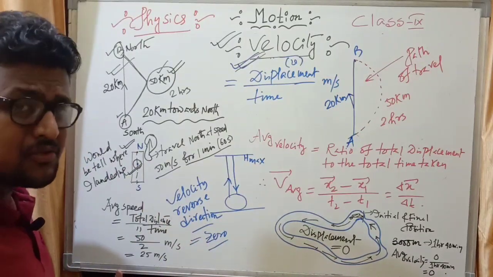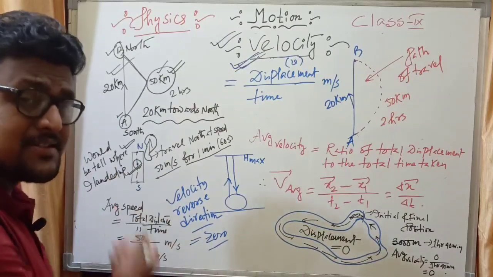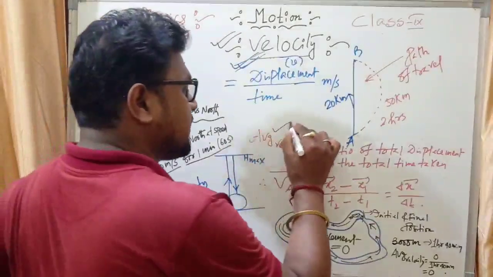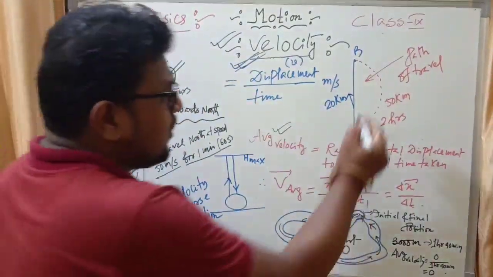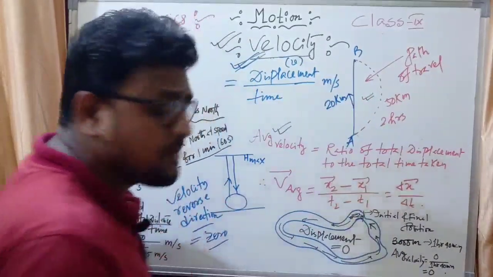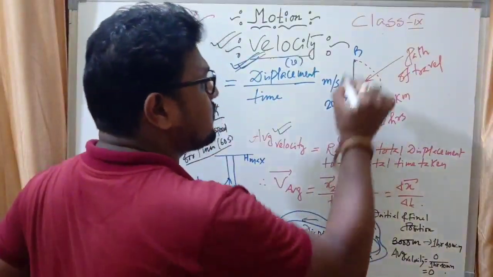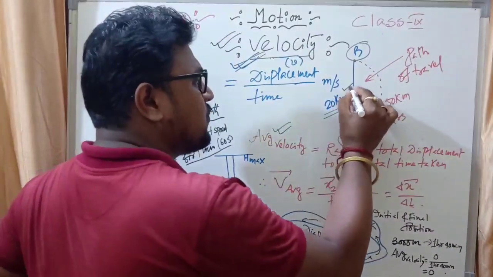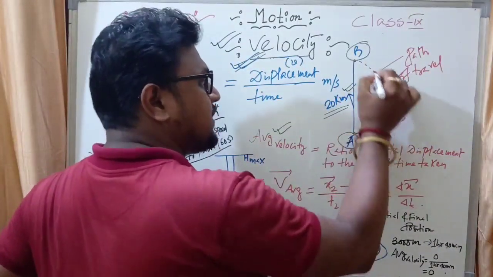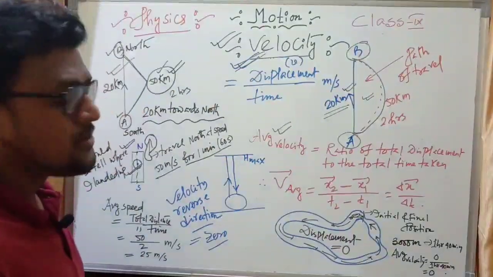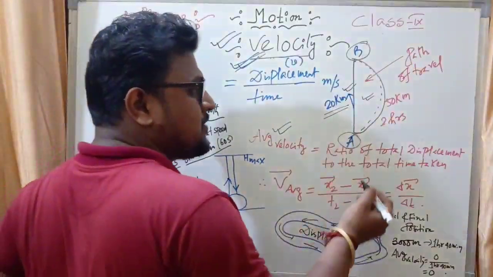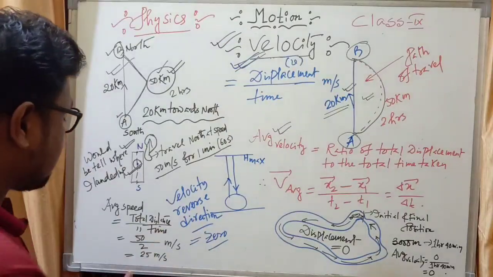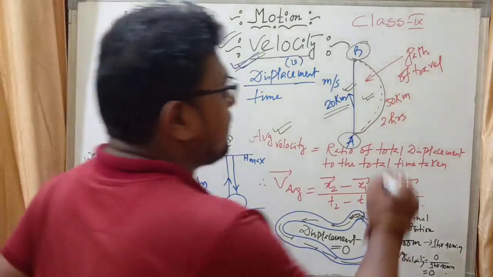Is any direction mentioned? I don't think so. No direction is mentioned. That is the concept of speed. Now come to the point of average velocity. Look at the diagram here. If a person travels from point A to point B, and meanwhile the road is not good, he has to cover the entire path this way. So how much is his average speed? 50 by 2, that is 25 meter per second.